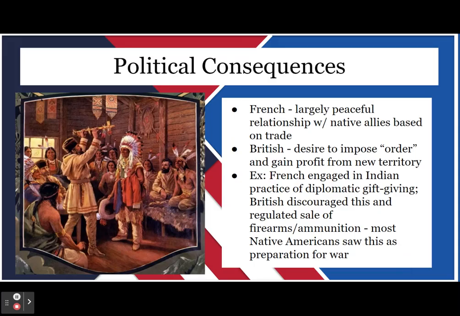Okay, so political consequences of the French and Indian War. So here's the deal. The British were not as good at diplomacy with the Native Americans as the French. And you can probably already get this from what we have talked about with the British colonists versus the French colonists in the last unit.